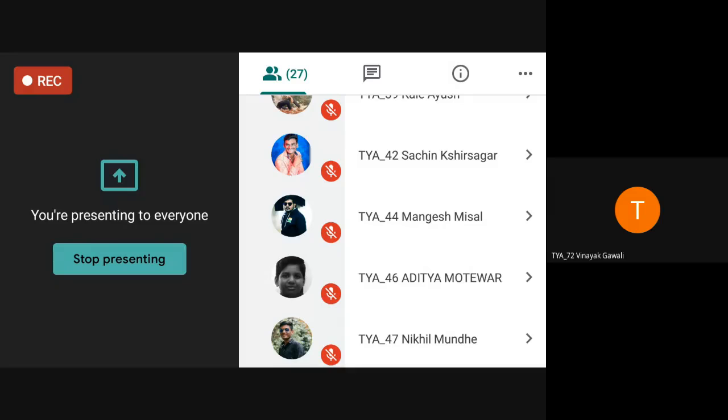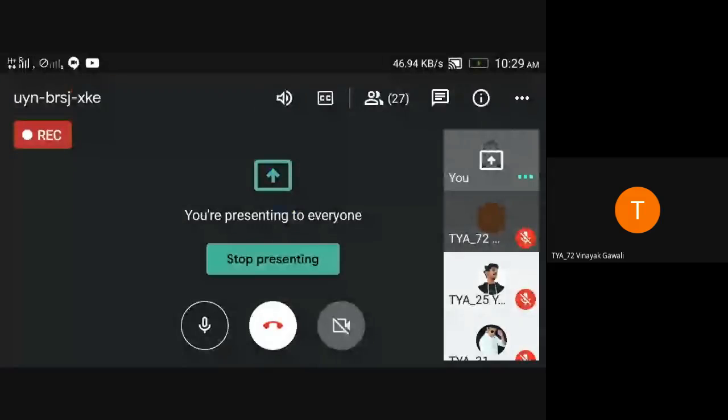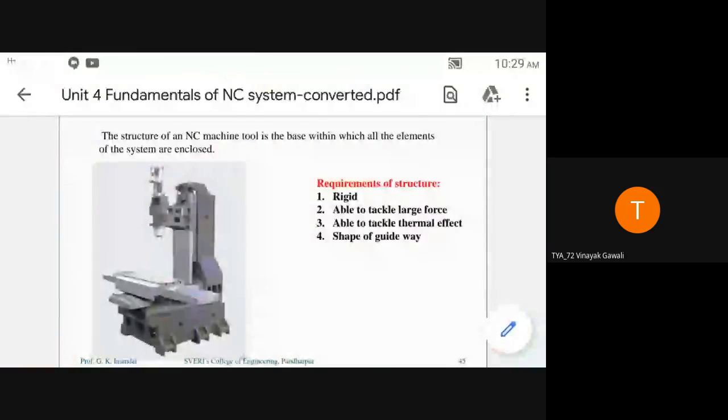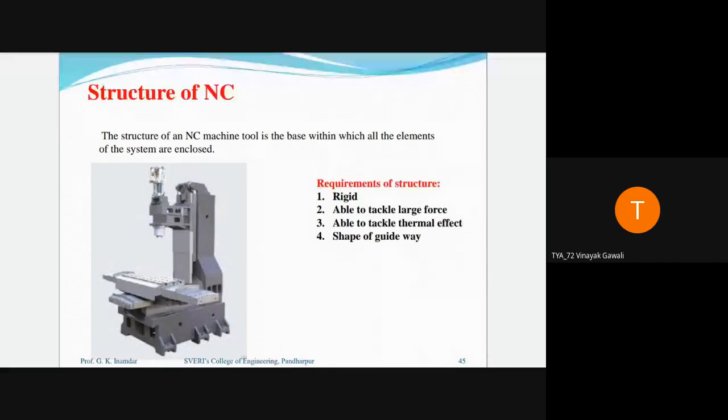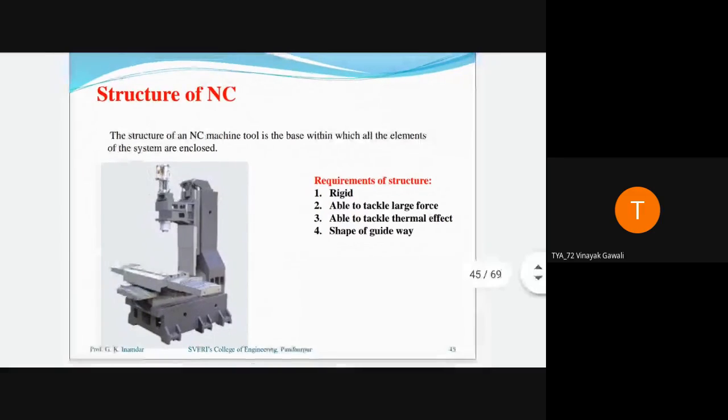So let's start our continued lecture. Our next topic is the structure. As design engineers or mechanical engineers, we are very familiar with the structure. For every example, we look at the structure of an NC system: which components are required and what the work of each component is. Now this is a very interesting part: the structure of NC system.